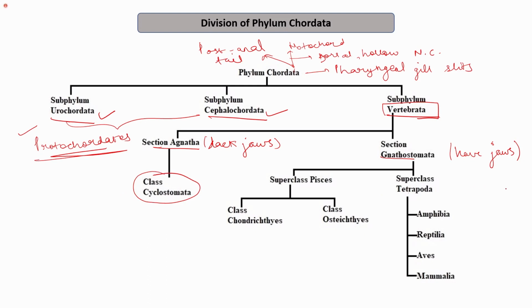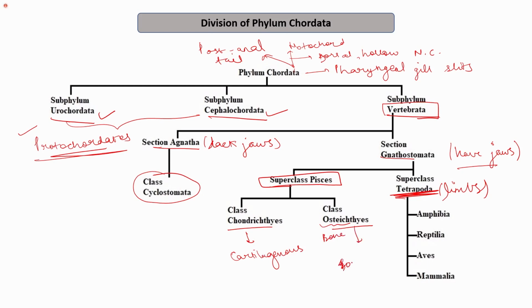Under gnathostomata, where they have jaws, it can further be divided into 2 groups, that is superclass Pisces and superclass Tetrapoda, which have limbs. So superclass Pisces is divided into chondrichthyes and osteichthyes, that is, they have a cartilaginous skeleton, as the name suggests. Osteich is always related to bone. So they have a bony skeleton, that is, they are bony fish. So cartilaginous fish and bony fish, right?